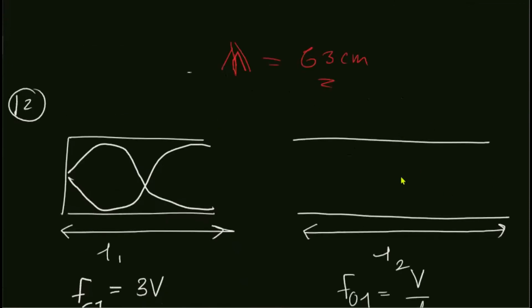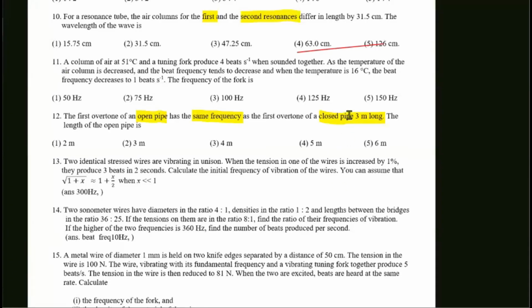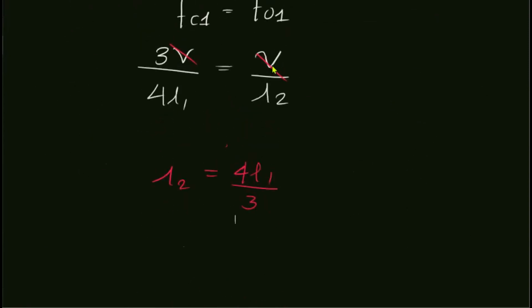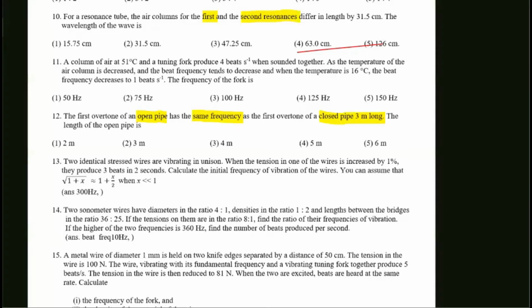So L2 is the open pipe's length, and the closed pipe's length L1 is given as 3 meters. So L2 is equal to 4 into 3 meters divided by 3. The 3s cancel, so L2 is going to be 4 meters. Is there such an answer? If we see 4 meters, yes, there is an answer.